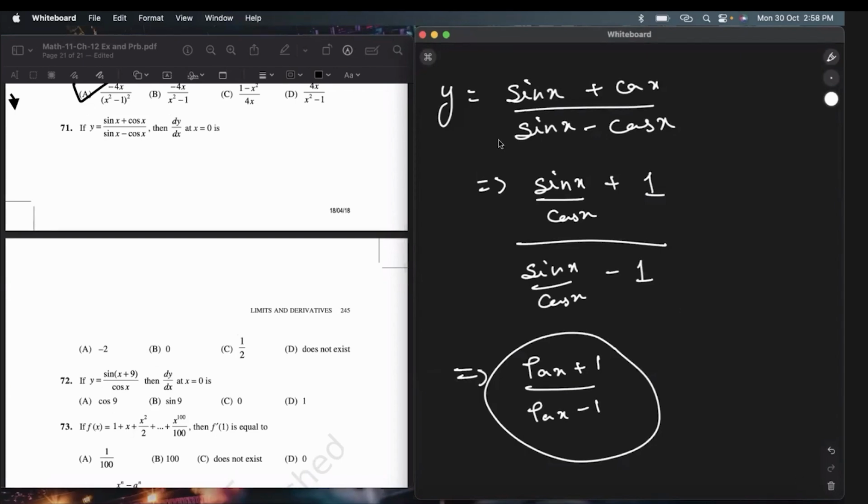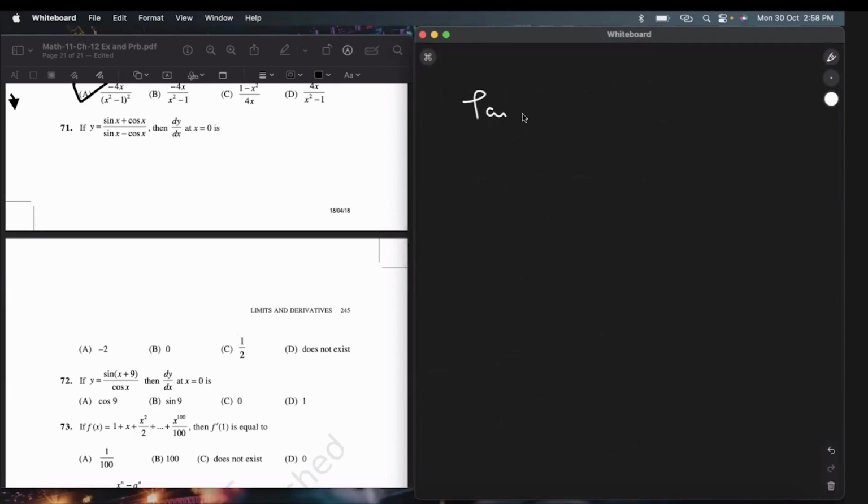Now, tell me one thing. What is tan(x plus pi by 4)? Tan a plus tan b over 1 minus tan a tan b, right? So let me just write it. It is tan x plus tan b, and tan pi by 4 is 1, and the denominator is 1 minus tan a tan b, so 1 minus tan x.